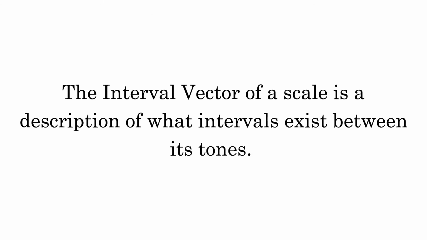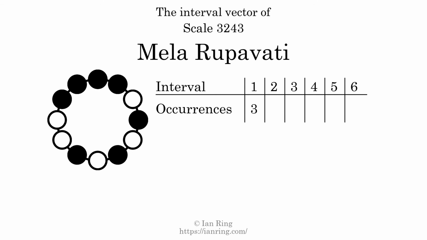The interval vector of a scale is a description of what intervals exist between its tones. There are 3 intervals with the size of 1 semitone. They are here, here, and here. There are 5 intervals with the size of 2 semitones. They are here, here, here, here, and here. There are 3 intervals with the size of 3 semitones. They are here, here, and here.